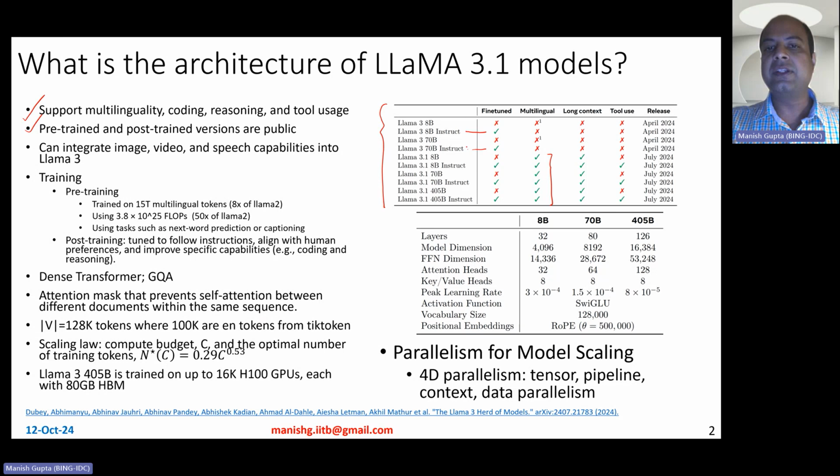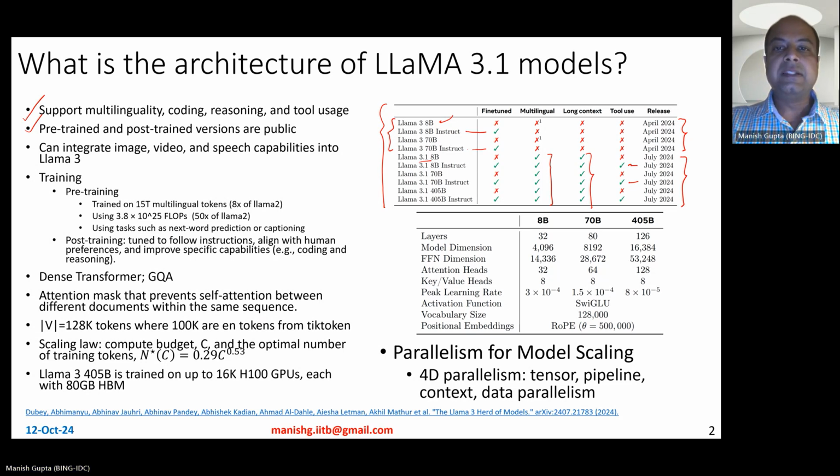Some of these are multilingual as well. As you see, there is a non-multilingual, English-only 8 billion Llama 3, but then there is Llama 3.1, which is multilingual. Of course, Llama 3 was released previously, but this paper is about Llama 3.1. They can also handle long context. We'll talk about how long a context they can handle, but it is much longer than Llama 3. The instruction-tuned ones can also support tool usage. And as you see, Llama 3 was released in April, but Llama 3.1 models were recently released in July.